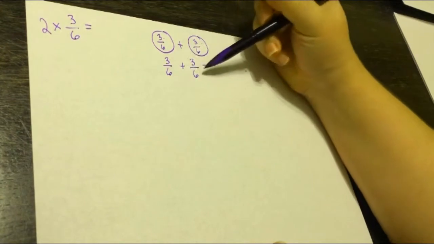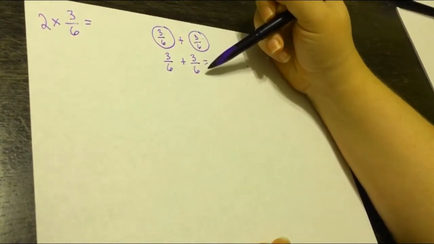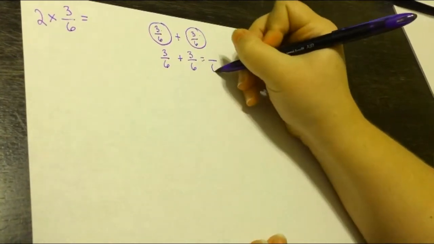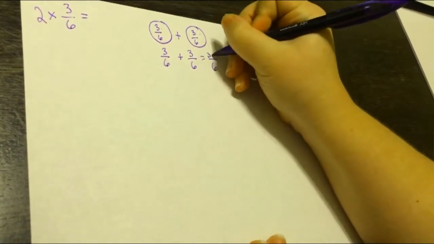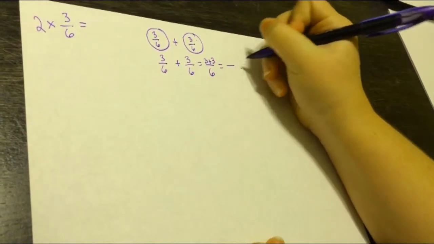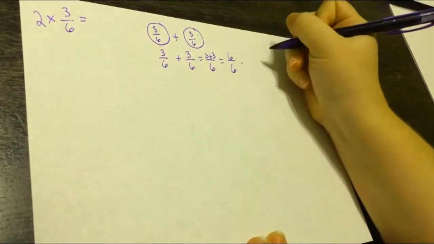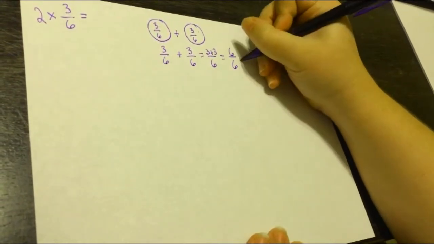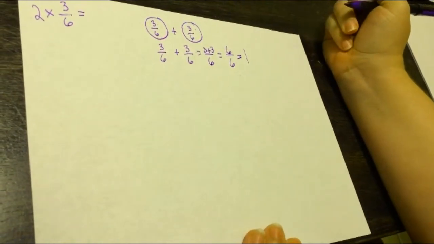I start by looking at my denominator. Oh guys, I have the same denominator. Woohoo, that means I can add. I know my denominator will be 6, and I'm adding 3 plus 3. 3 plus 3 is 6. Denominator is 6, and 6 out of 6 gives me 1 whole. Yay!